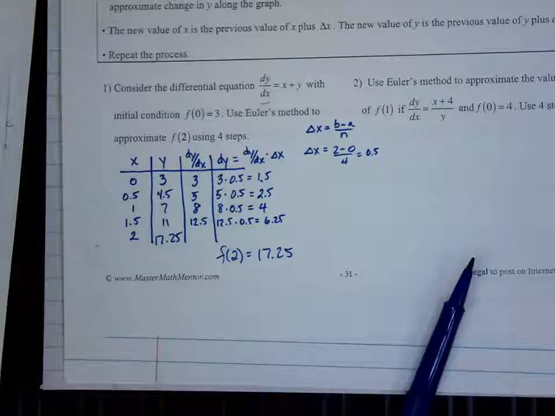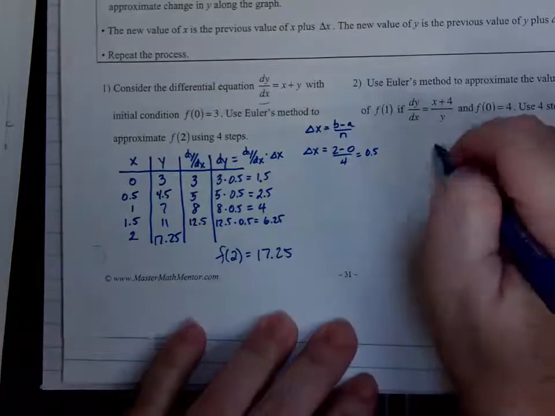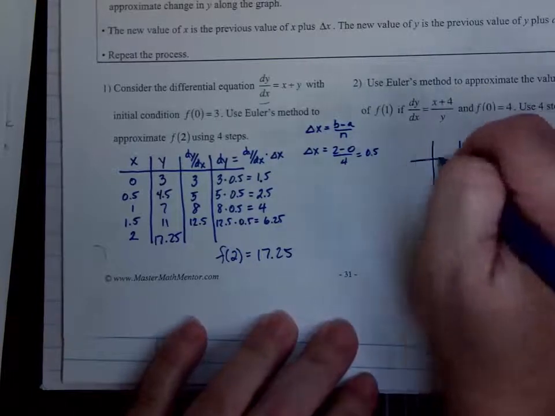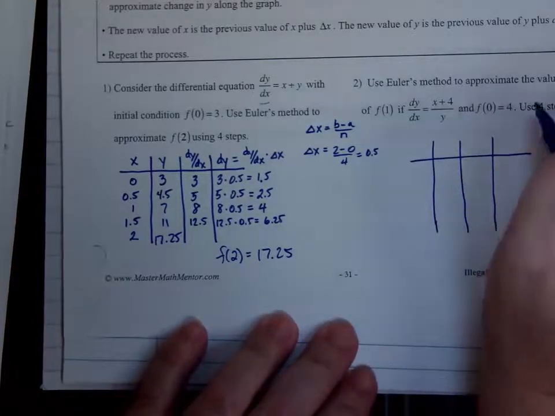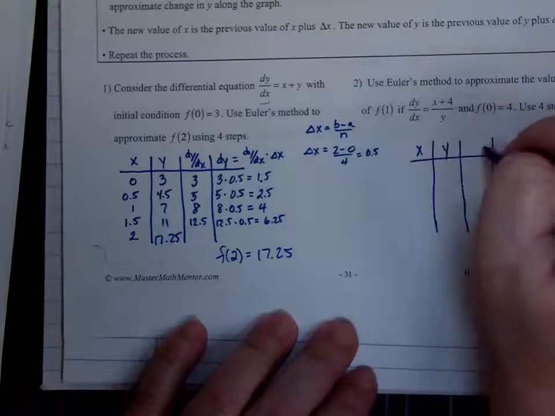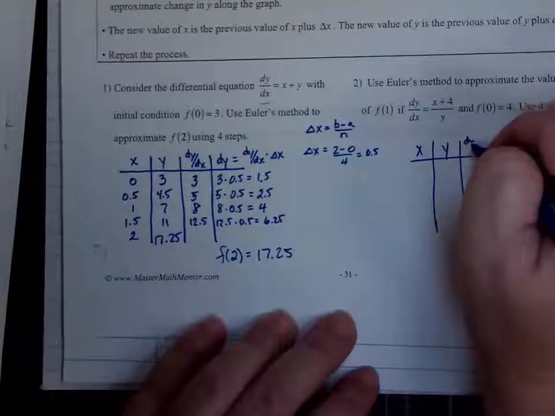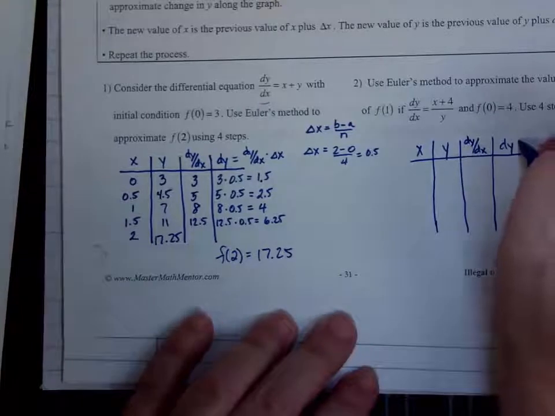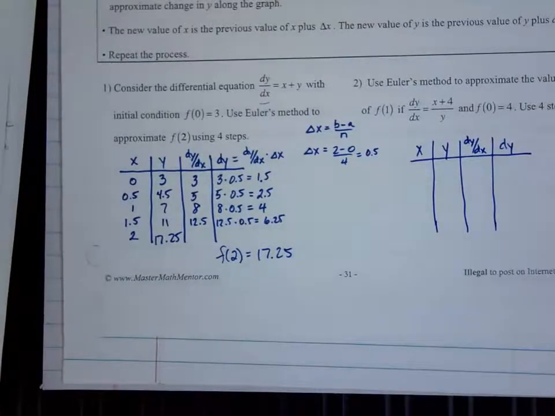I think so. Let's do number 2, but I want to together find delta x, because if delta x is wrong, it's going to mess everything up. So we have x, we have y, we have dy dx, and we have just dy. Now, you don't have to write the equation for dy. You can if you want to.